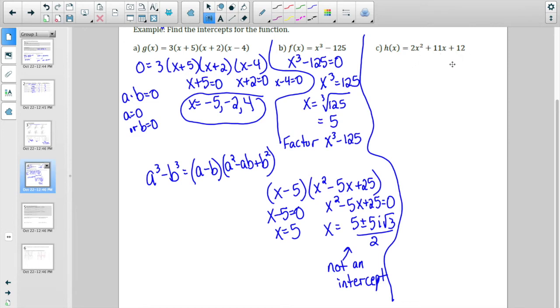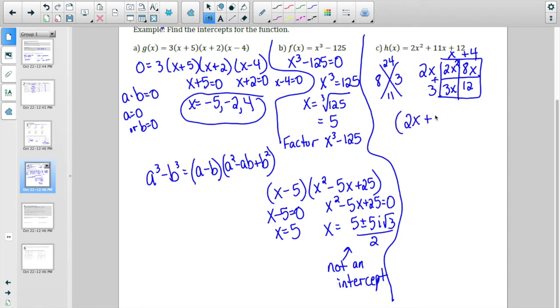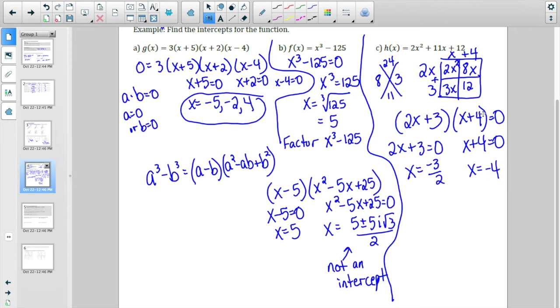On part C, you could do a modified diamond in a box to factor it. So the product is 24 and the sum is 11. So we have an 8 and a 3, but you need to use the box for that. So we have a 2x squared and a 12. I'll put the 8x here and the 3x here. Factor out a 2x, that makes this an x, a plus 4, and a plus 3. So I get 2x plus 3, and then this would be an x plus 4, and we want to set that equal to 0. So we get 2x plus 3 equals 0, or x plus 4 equals 0. Here we subtract 3 and divide by 2, and here we subtract 4. So those would be our two intercepts.